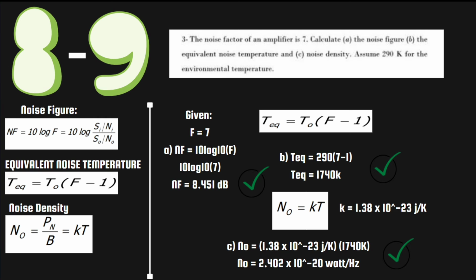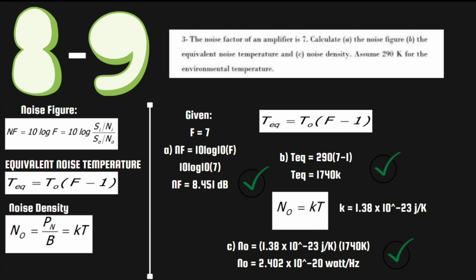So in problem 8 to 9, we are asked to solve 3 parameters. The noise factor of an amplifier is 7. Calculate the noise figure, the equivalent noise temperature and noise density. Assume 290 kelvins for the environmental temperature. In this problem, we will use the discussed noise equations, which are the noise figure, equivalent noise temperature, and noise density. So the given is the noise factor, which is 7.